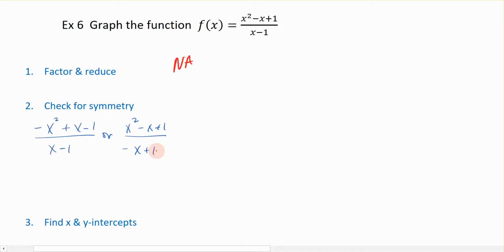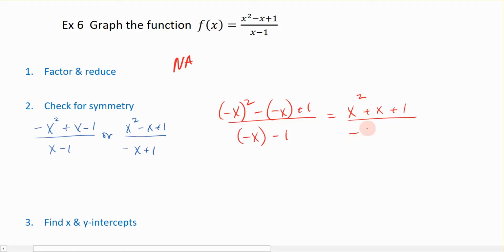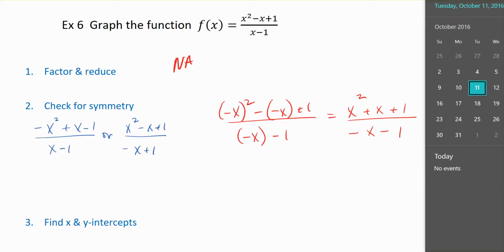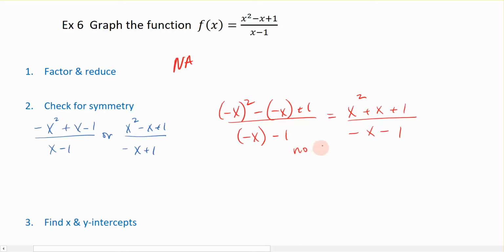So we're going to plug -x into this function. -x squared minus a -x plus 1 all over -x minus 1. So this first term is just x squared plus x plus 1 divided by -x minus 1. I don't have either of these two cases, so there is no symmetry in this particular case.